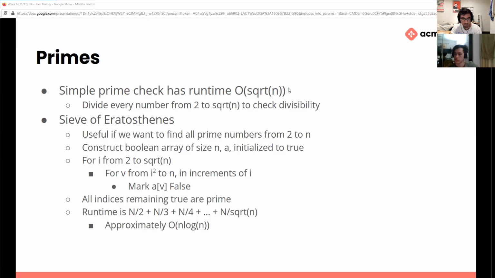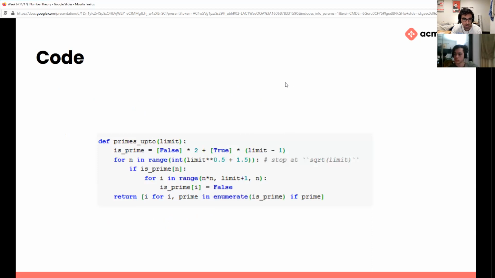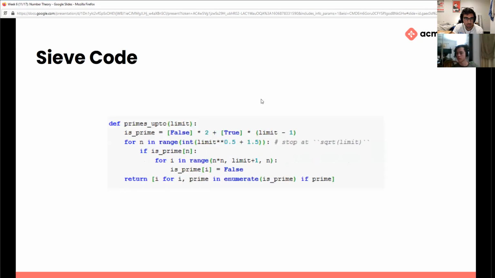I can go over the code for the sieve. You create the array, and then for all the numbers less than the square root of n, you just mark its multiples as false, and then in the end you return all the numbers that remain as true. Yeah, pretty simple.